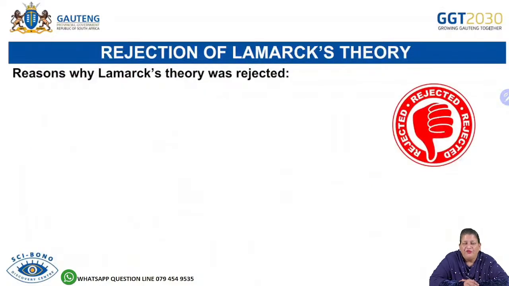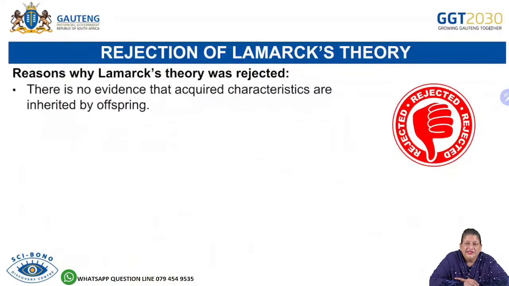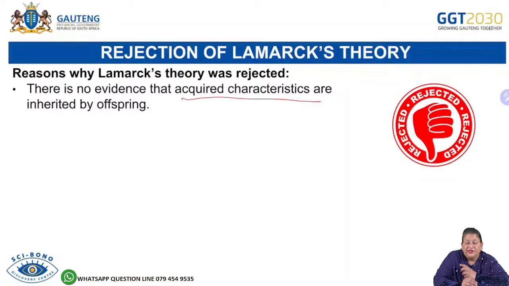Now, Lamarck's theory of the inheritance of acquired characteristics was rejected. Why? Firstly, there is no supporting evidence that what you change on the outside is inherited. If I pull my eyelashes to make them long, it does not mean that my child is going to be born with long eyelashes. If I inherited the gene for short eyelashes, my child will still have short eyelashes, even though I tried to make mine long in my lifetime. So there is no evidence that what you acquire on the outside can be inherited by the offspring.